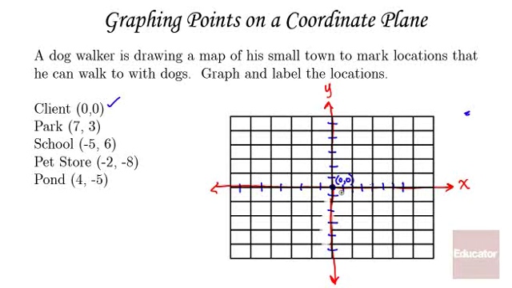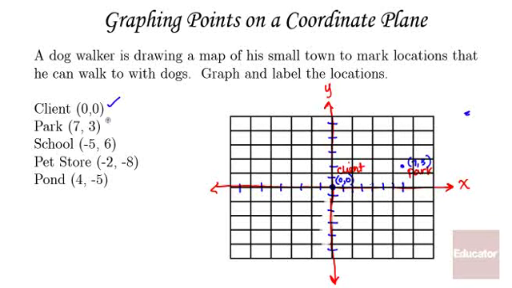So the park is over 7 and up 3. So this is your x, so you travel over on the x to the right, 1, 2, 3, 4, 5, 6, 7, and I'm going to count up 3, 1, 2, 3. So that's 7, 3. That's going to be the park. This is the client.